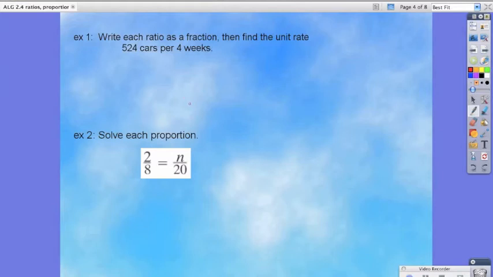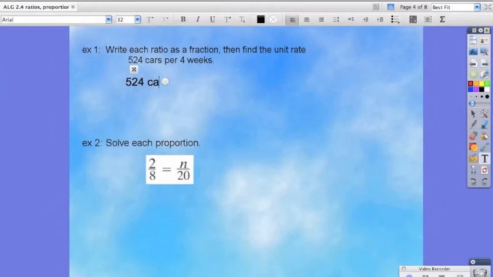Hopefully you've paused this screencast and now we're going to work out the examples. So first of all, we're going to write this ratio as a fraction. So we have 524 cars per 4 weeks. So now that we have this as a ratio, or in this case a rate, we're also going to write it as a unit rate, which again has a denominator of 1.